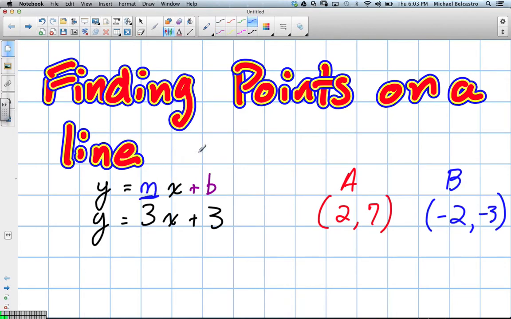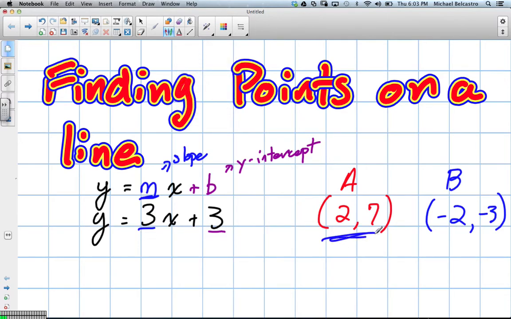The m stands for the slope, and the b stands for the y-intercept. So in this case, the y-intercept is 3, and the slope happens to be 3 also. But those aren't too important. Just to recap, we want to test to see if these points fall on this specific line. So we're going to test point A.